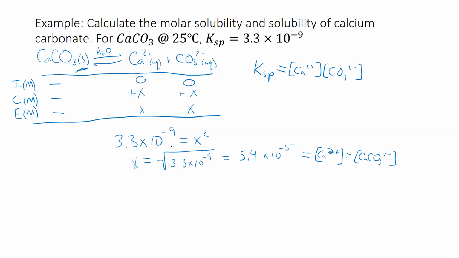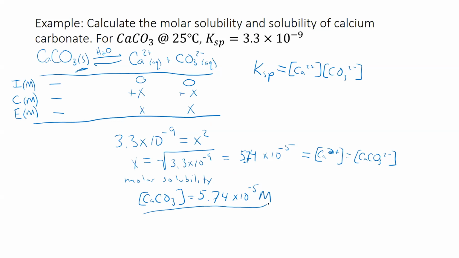Okay, and so we can say that our molar solubility, which will be the concentration of calcium carbonate, will equal 5.74 times 10 to the minus 5, and we have our units in here, molar. So there's our molar solubility of calcium carbonate, okay?